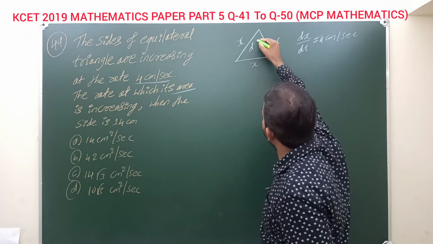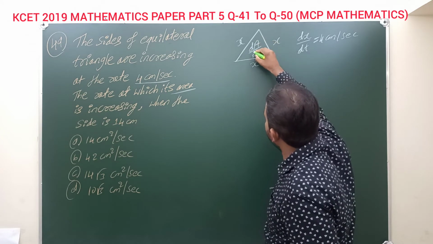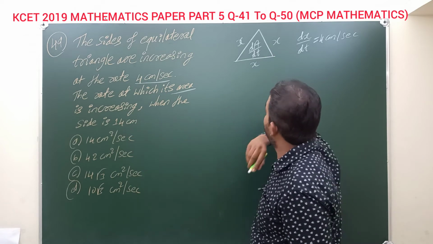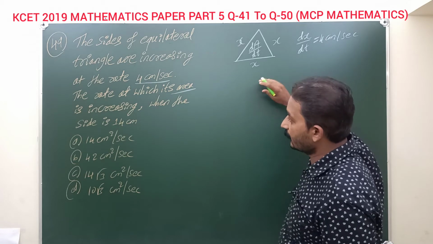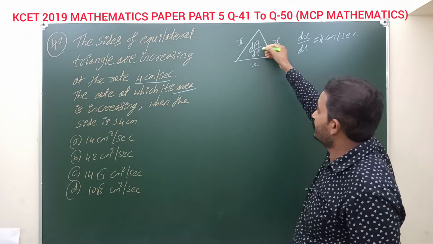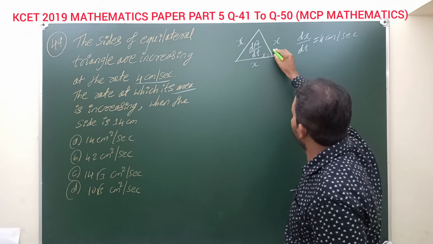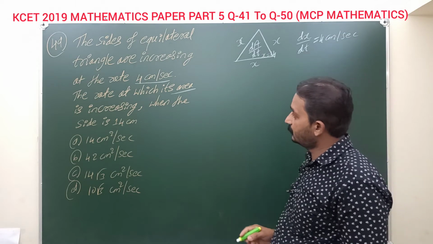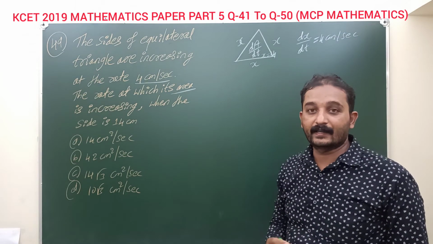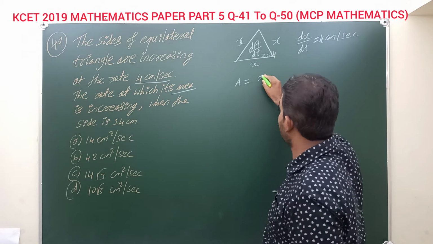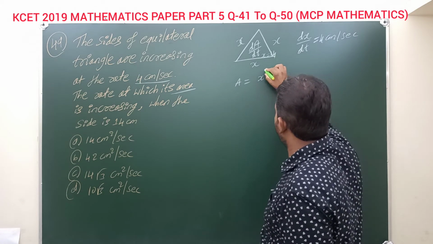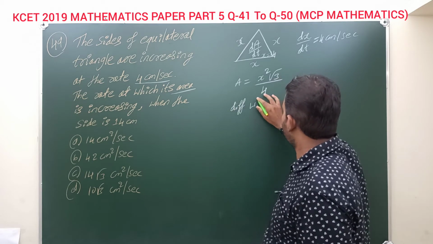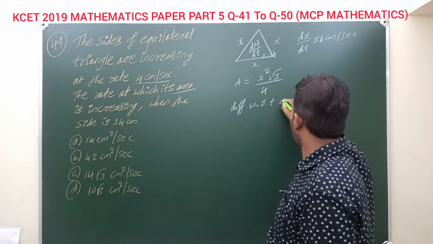Find the rate at which its area is increasing. Here we have to find the area of this triangle, A, and dA by dt at side x equal to 14 cm. Rate means the derivative of area with respect to t at x equal to 14. So this is the question. This is the given data. Using the formula of an equilateral triangle, area is root 3 by 4 times x square. Differentiate with respect to t on both sides.